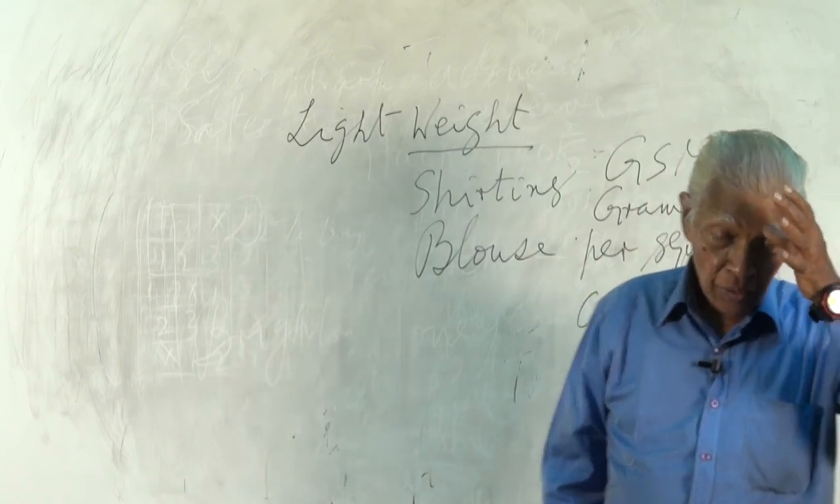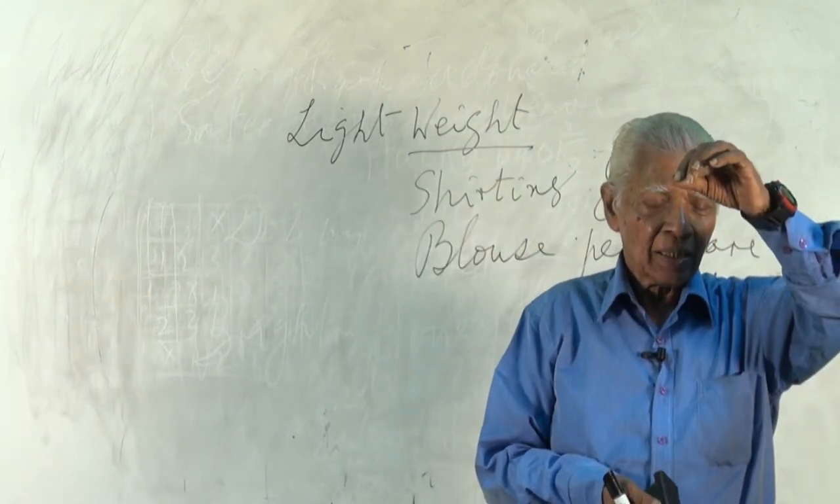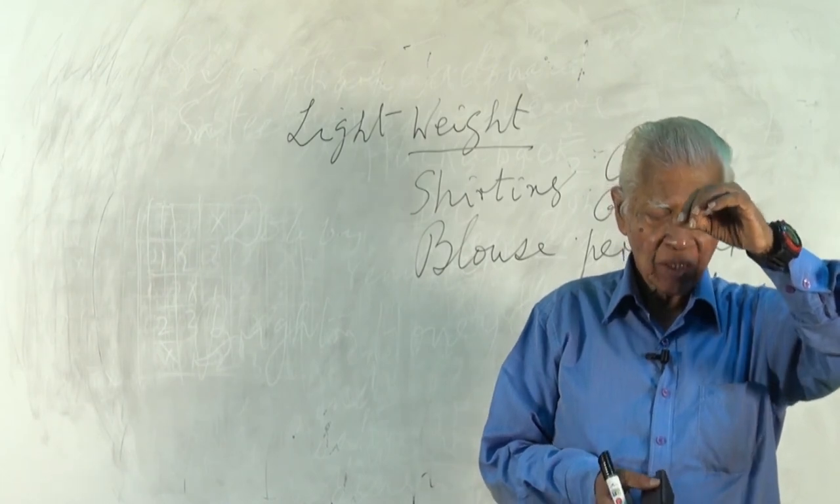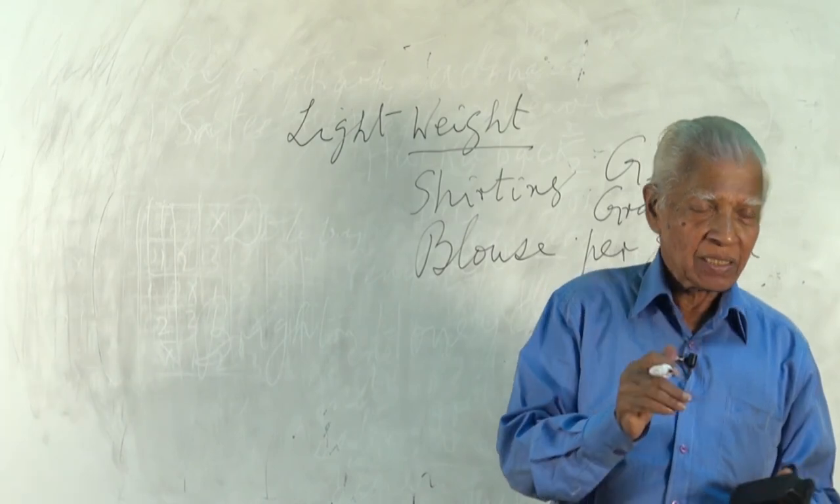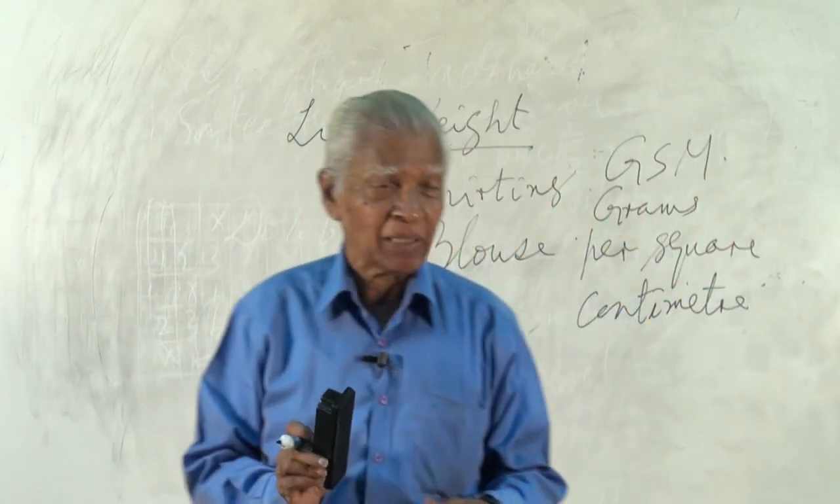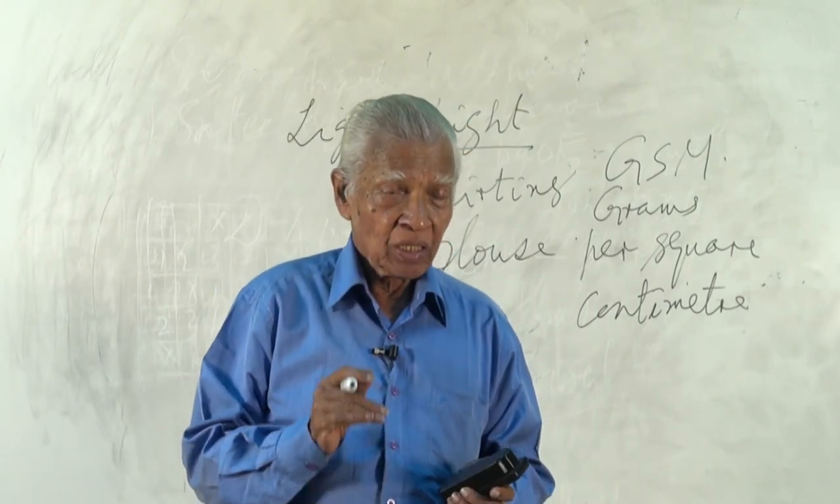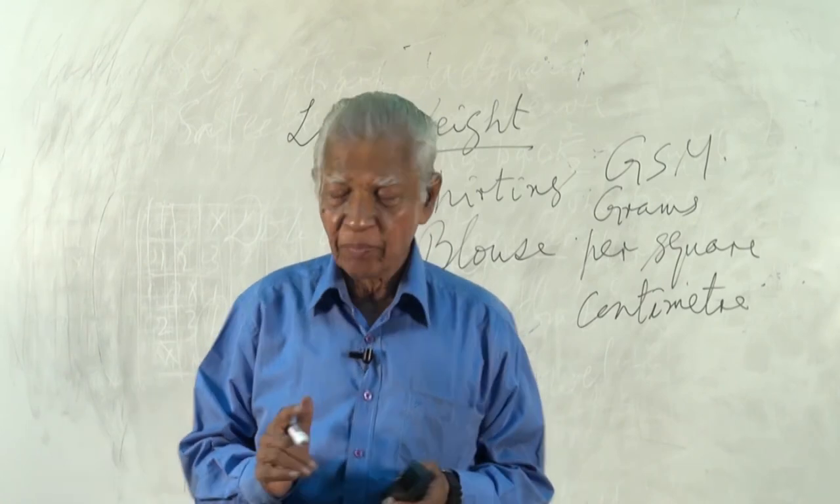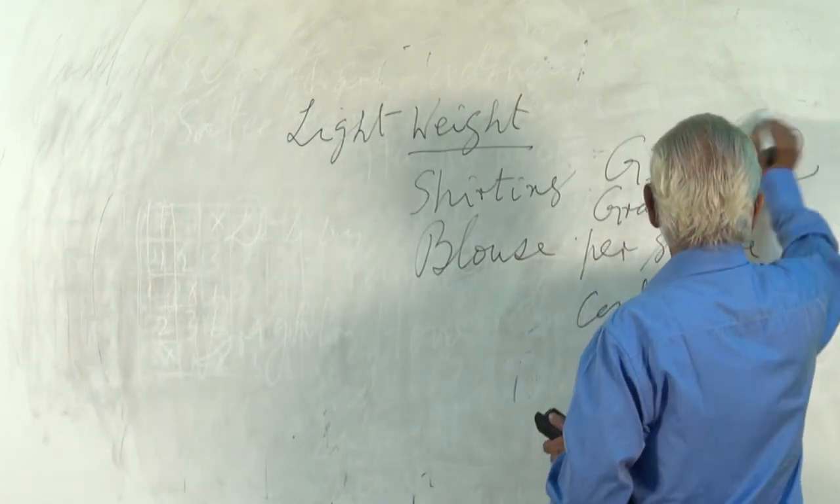Suppose you have a fabric 1 meter length and 1 meter, say, width. So 1 into 1 meter is 1 square meter. And after cutting the fabric into this dimension, let us say we are weighing that in a balance, you get a weight of 90. That means 90 is the GSM.